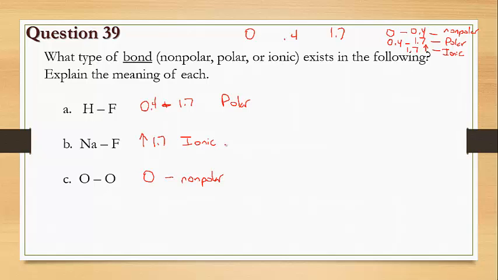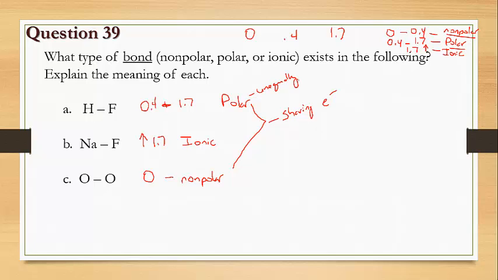Now, again, I think at this point it might be really important to quickly go over what it means to be nonpolar versus polar. In both of those cases, that means they're going to be sharing. Those are covalent substances. So they're sharing their electrons. Whereas the polar is sharing, but they're sharing unequally.